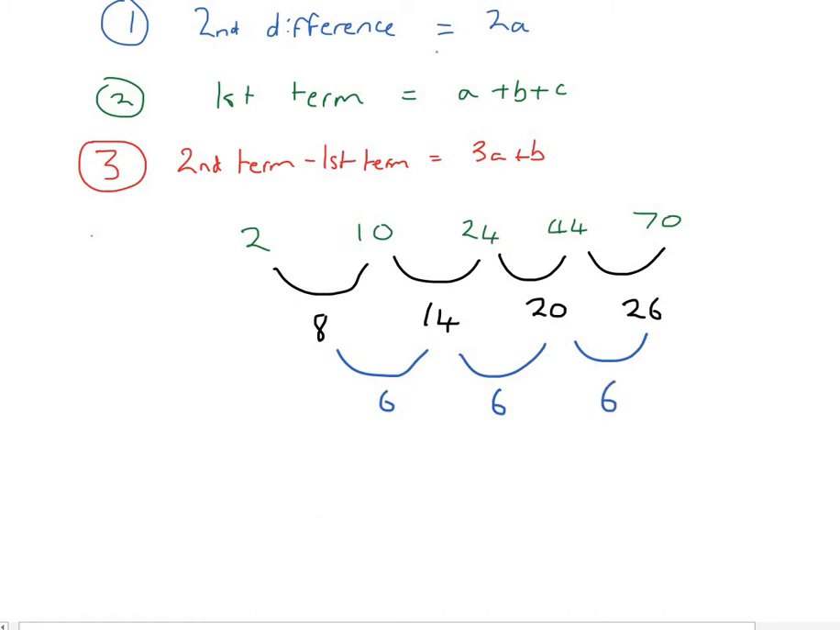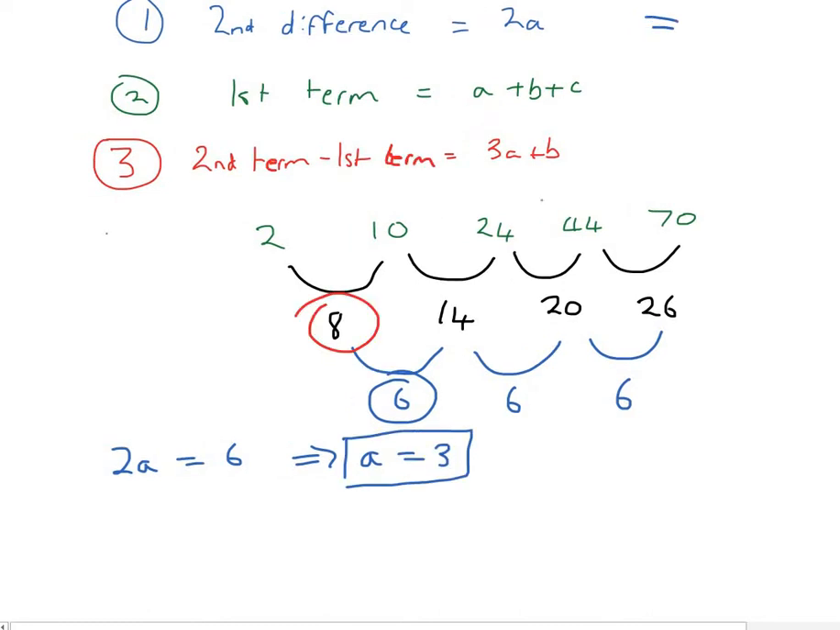So let's look at formula number 1, that's this one. The second difference, which is this number, 6, is 2 times a. So if 2 times a is 6, then this tells us that a equals 3. Right, so we've got a equals 3. Now to find b, we substitute our a equals 3 into this thing here. So 3 lots of 3 plus b, and this is equal to the second term, take away the first term, which is 8 here. So 9 plus b equals 8, this tells us that b is minus 1.